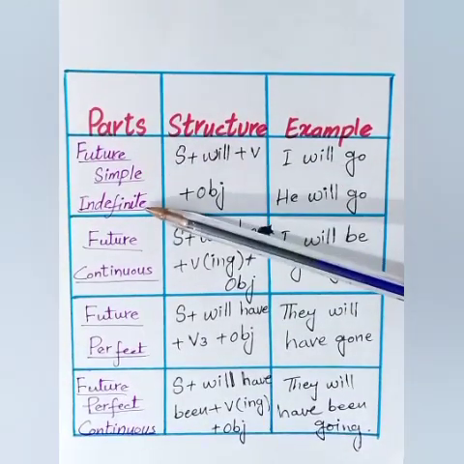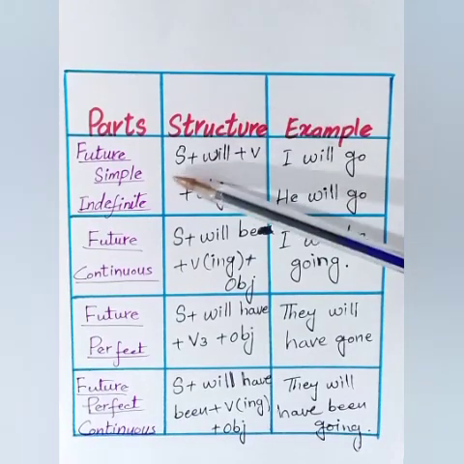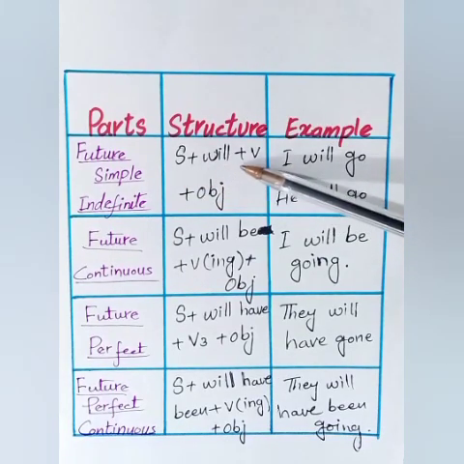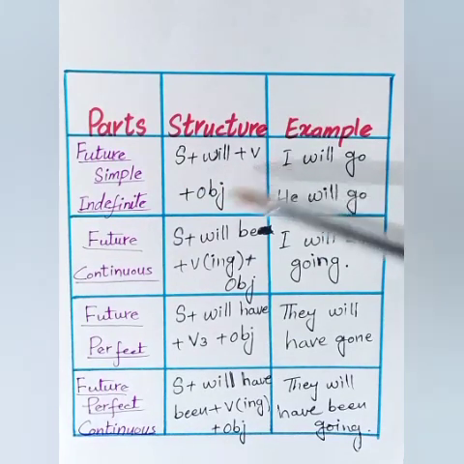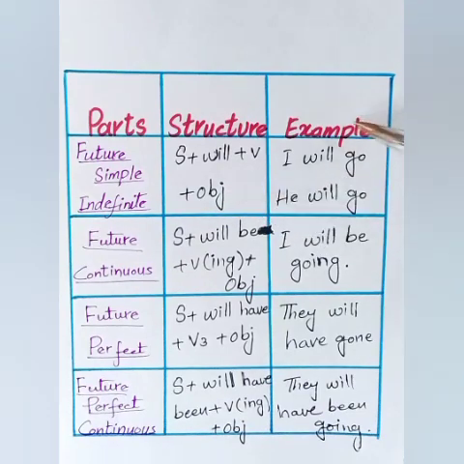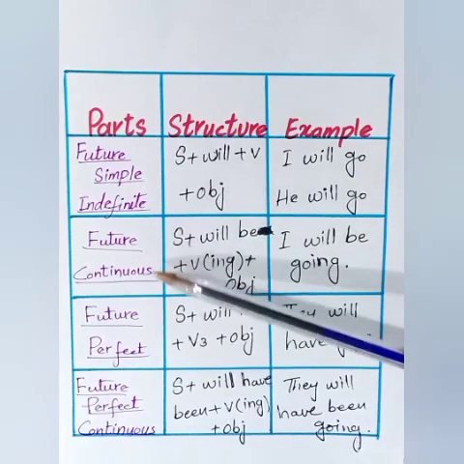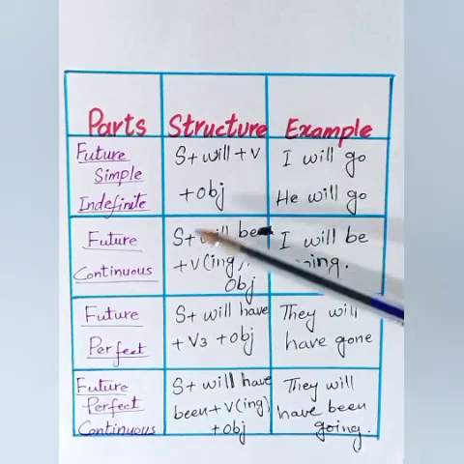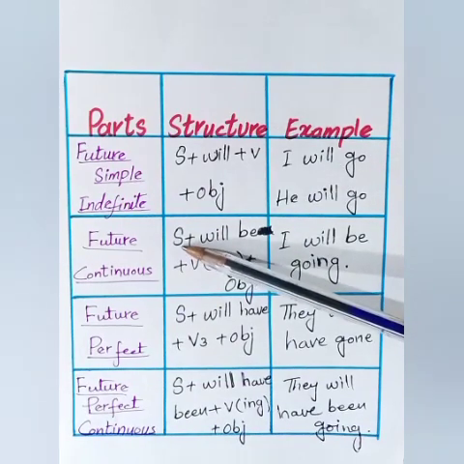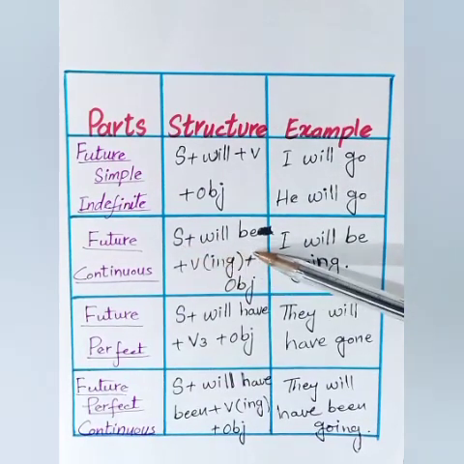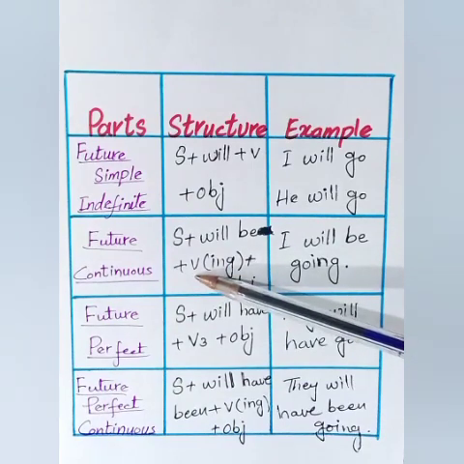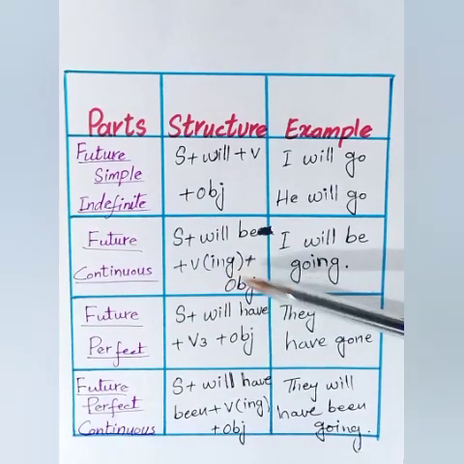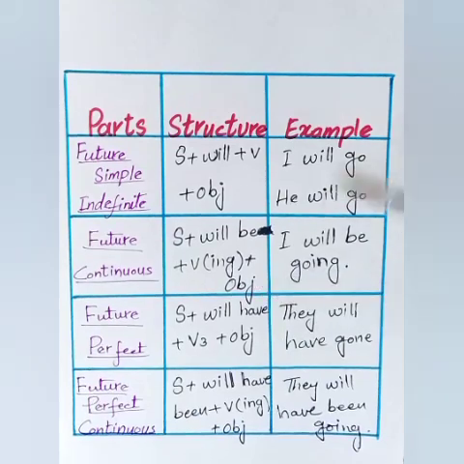Future simple indefinite tense. Structure: subject plus will plus first form of verb plus object. Example, I will go, he will go. Future continuous tense. Formation or structure: subject plus will be plus first form of verb plus ing plus object. Example, I will be going.